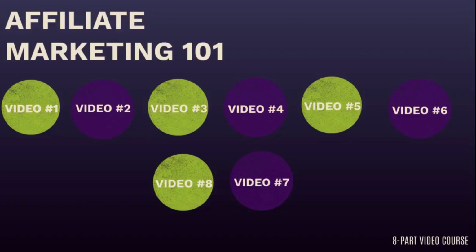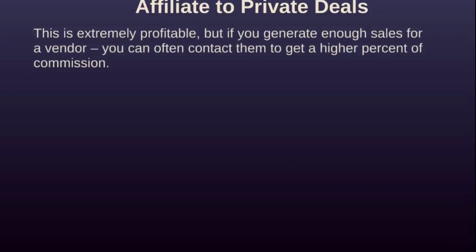This is going to be the last video, video number 8, and this is going to be an advanced strategy to help you essentially make more money. This is going from the short-term affiliate strategy to a long-term private deal strategy. So essentially you're moving from affiliate to a long-term deal, and this is extremely profitable if you generate enough sales for the vendor.